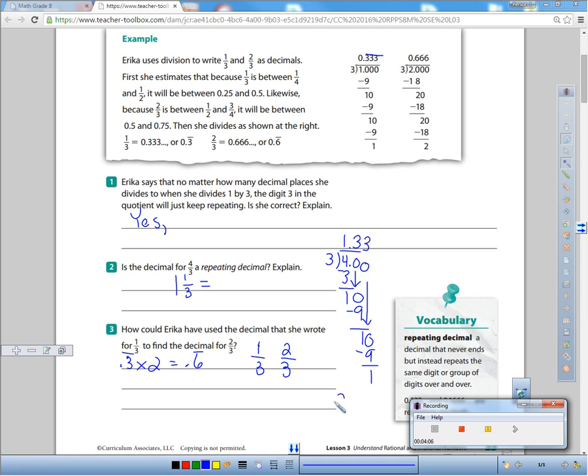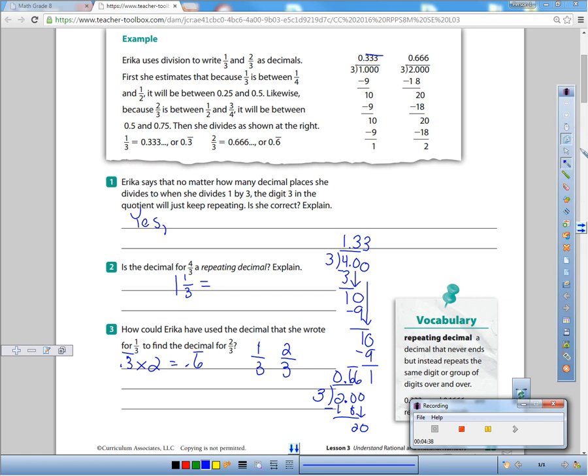You could also go 2 divided by 3 if you're comfortable with division. And you'll see that 2 does not go in there. Okay. Add a place value. 3 goes into 20 6 times. You get 18. And then when you subtract, you're going to get a 2 again. Add another place value. So again, you're going to get that continual pattern of repeating 6s.